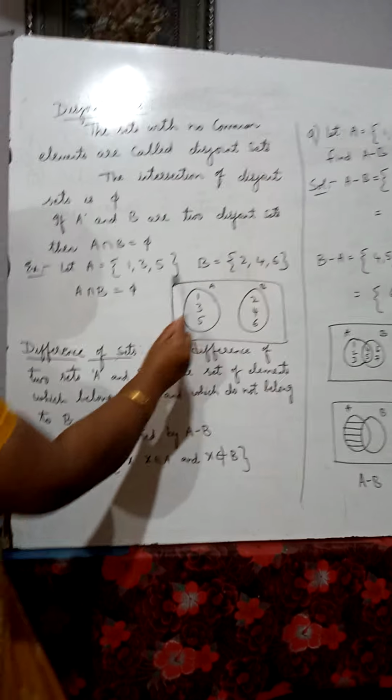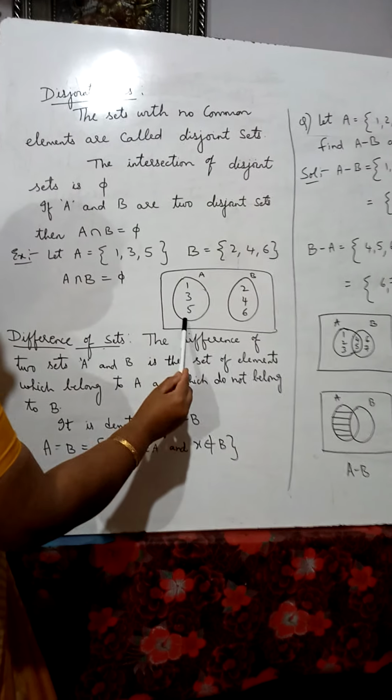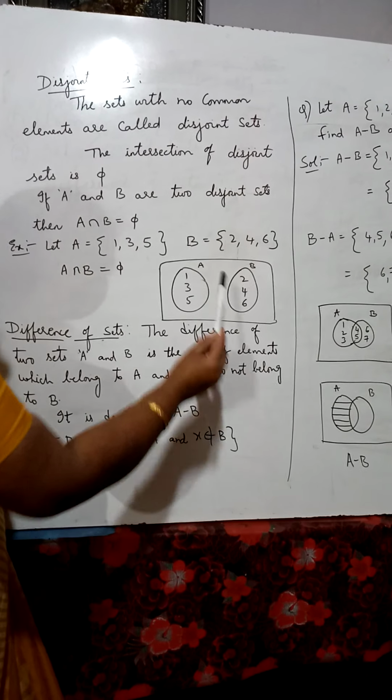If you represent it in the form of a Venn diagram, here this is set A containing the elements 1, 3, 5, and B containing 2, 4, 6. There are no common elements. There is no intersection part.